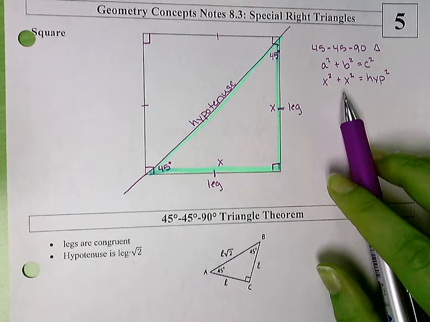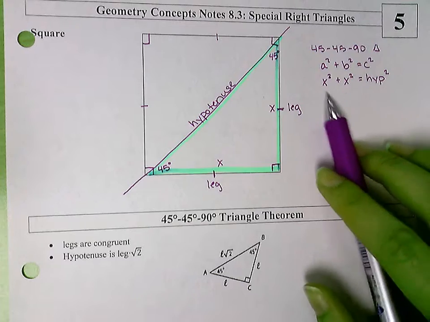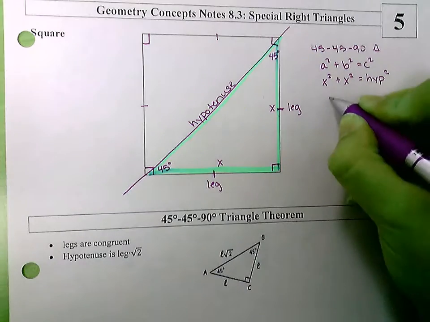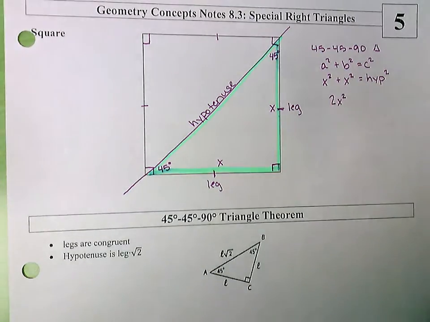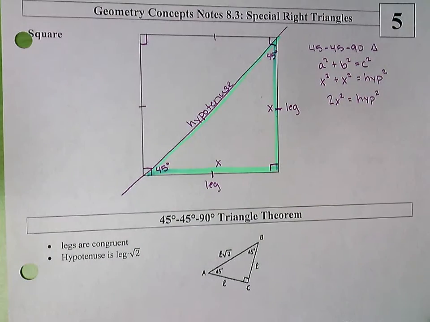Pay attention, please. So I can combine like terms now, right? Okay, so I have 2x squared is equal to the hypotenuse squared. Now to find this rule, this isn't normally what you would do, okay? So don't take this as normal algebraic steps here.